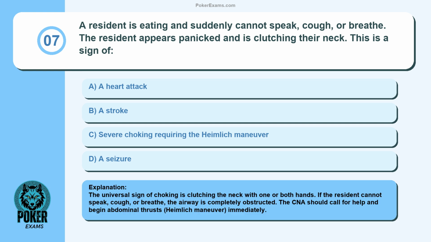The universal sign of choking is clutching the neck with one or both hands. If the resident cannot speak, cough, or breathe, the airway is completely obstructed. The CNA should call for help and begin abdominal thrusts, Heimlich maneuver, immediately.